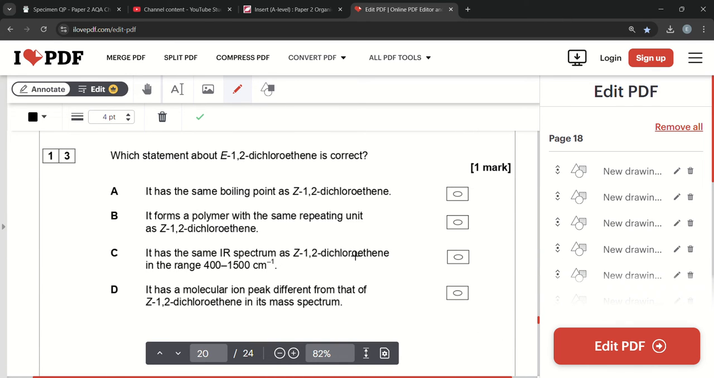Question 13. Which statement about E-1,2-dichloroethene is correct? It has the same boiling point as Z-1,2-dichloroethene. No. It forms a polymer with the same repeating unit, that, yes.